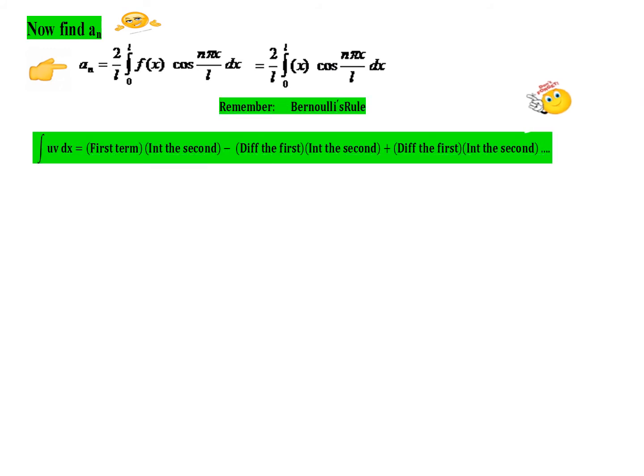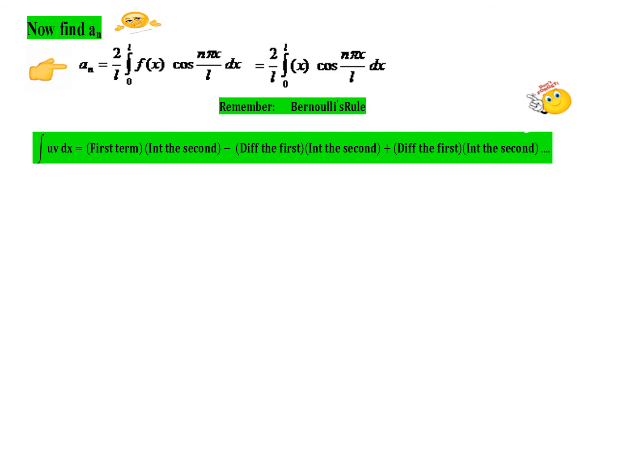Next, we shall proceed to find an. The formula is 2 by L integral 0 to L f of x cos n pi x by L dx. And when we substitute f of x as x, we have this integral. And now remember, there are two terms, so we have to use Bernoulli's rule of integration. So we shall brush up that. When we have a product of two terms to integrate, we need to keep the first and integrate the second, minus differentiate the first, integrate the second, and the formula goes like that.